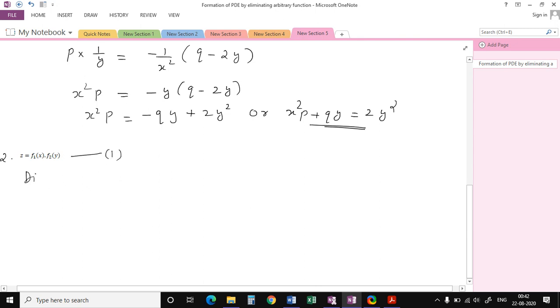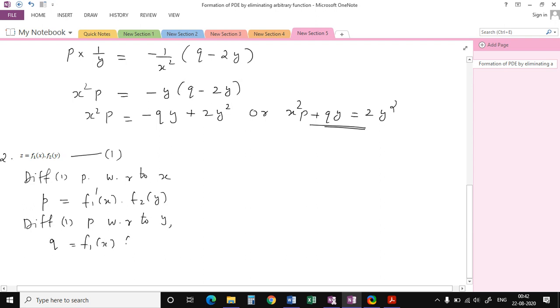Now differentiate equation number 1 partially with respect to x. So you will get dou z by dou x, that is small letter p. Now derivative of f1 of x, that is f1 dash of x into f2 of y. Now next is differentiate equation number 1 partially with respect to y. So therefore q equal to f1 of x into f2 dash of y. So we got first order partial derivatives.